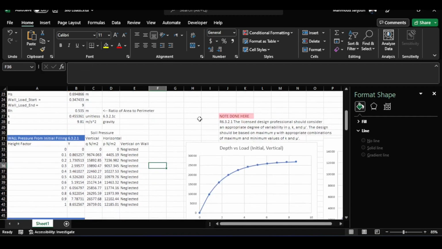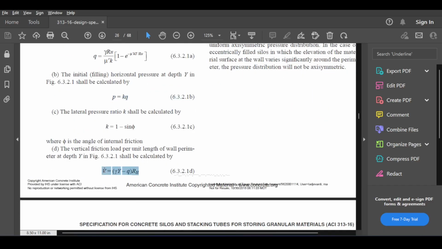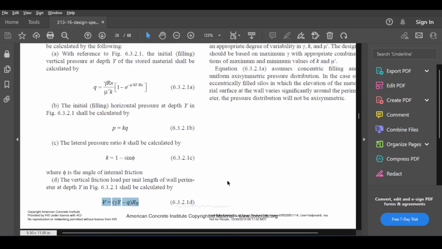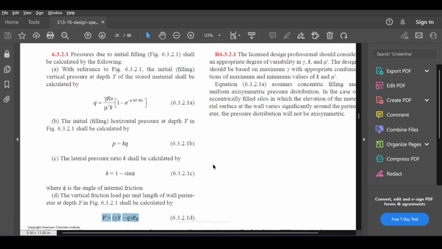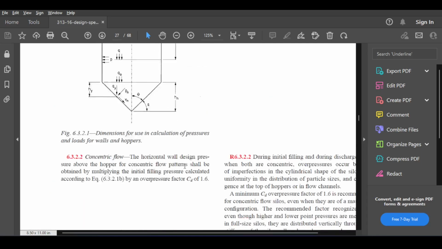So, okay, anyway, I'm neglecting the vertical load, although it's actually not that hard. I mean, the calculation is not mind-breaking. But I leave it for you to do yourself. Okay. All right. So going on with the hopper pressure from initial filling, you can notice that in the Excel sheet, I keep calling out the sections I'm referencing in my calculations.